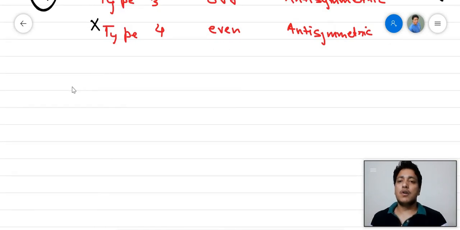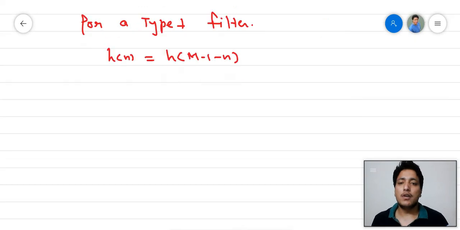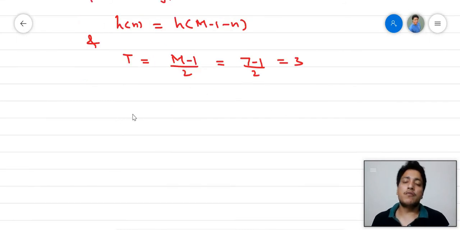So for a type 1 filter, h(n) will be equal to h(M minus 1 minus n), and t will be equal to (M minus 1) by 2. M minus 1 is 7 minus 1, divided by 2. First, we'll start from the ideal filter response. Then we'll truncate that response to find the actual filter response we are looking for. So first, the ideal filter response.